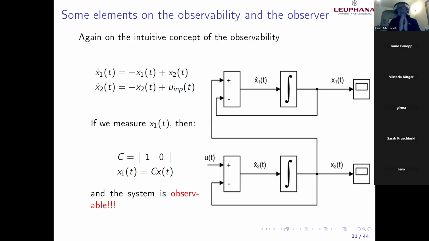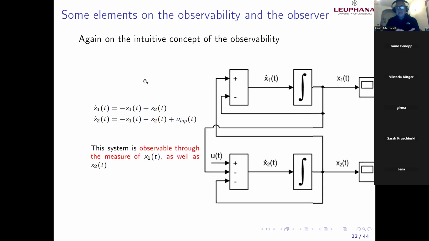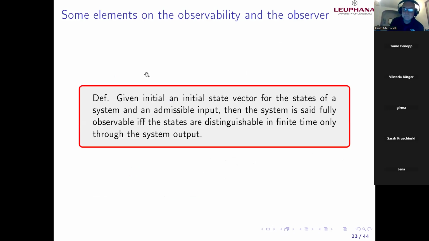When I give you the mathematical equations, it's clear that in accordance with a possible definition, this is not fully observable, because it depends on what I am measuring. If I'm measuring x1 it is observable. If I'm measuring x2 it is not observable. Here, it's fully observable because it does not depend on what I am measuring. It doesn't matter, x1 or x2. If I measure x1 it is observable, if I measure x2 it is observable. This depends on the definition.